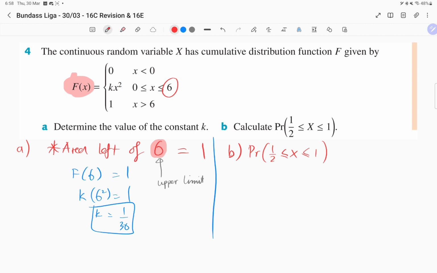Is it F of 6 minus F of 1 over 2? No. On the right track, but think about the limits carefully. What limits are we looking at here? 1 over 2 and 1. Yeah. So it's the area between 1 over 2 and 1. Okay, so using big F notation, what would that be like? F of 1 minus F of 1 over 2. Yes, that's right. All right, keep going.